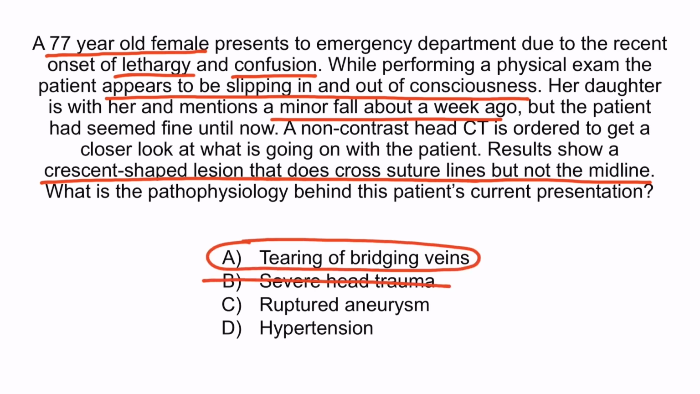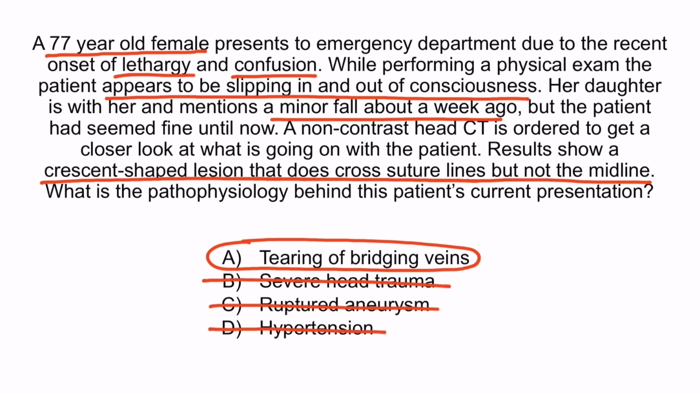Answer choice B is incorrect because severe head trauma is the typical cause of an epidural hematoma, which looks lens-shaped on CT and does not cross suture lines. Answer choice C is incorrect because a ruptured aneurysm is the typical cause of a subarachnoid hemorrhage, which often presents as an acute onset of the worst headache of a patient's life.